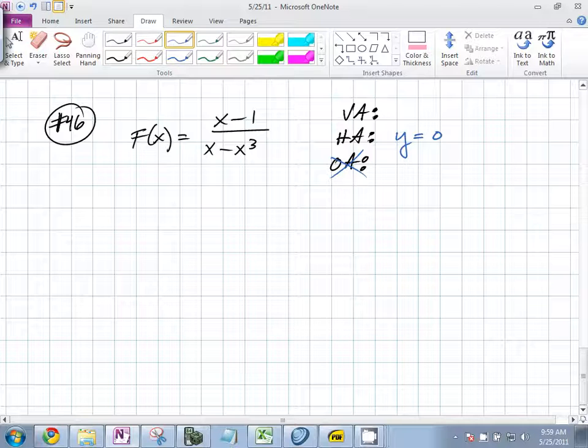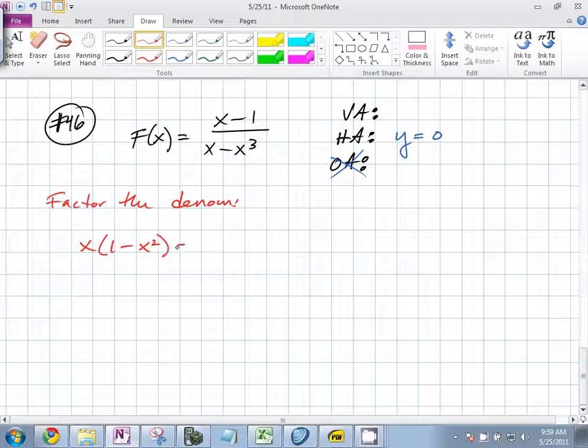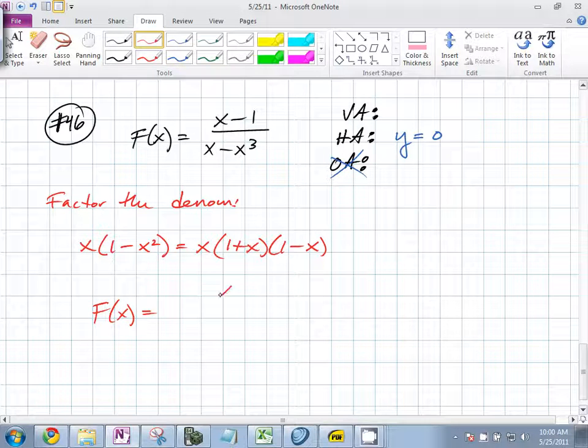Even before that, what should you do? Factor the denominator. What can you first pull out? X times 1 minus x squared, and then what does that factor into? X times what? 1 plus x, times 1 minus x. Yes, that's correct. There's 3 good ones. So now you have f of x equals x minus 1 over x times 1 plus x times 1 minus x.